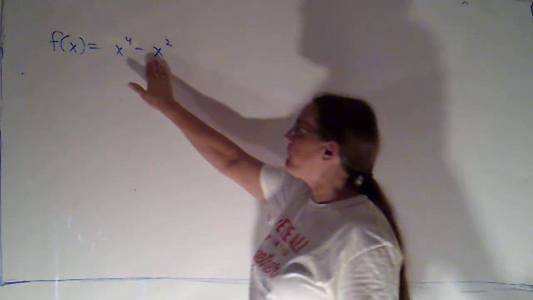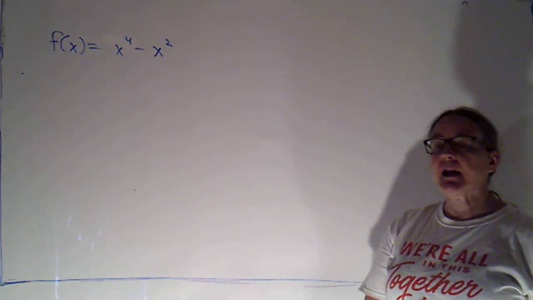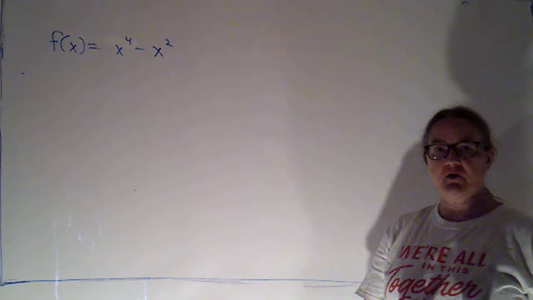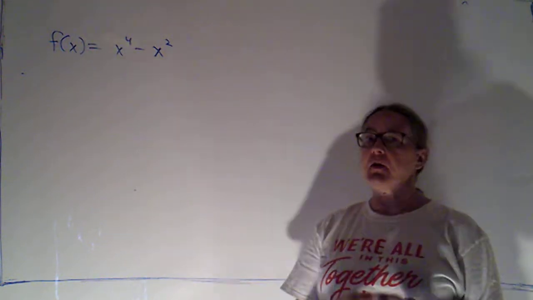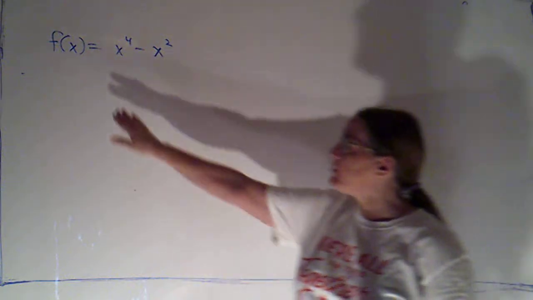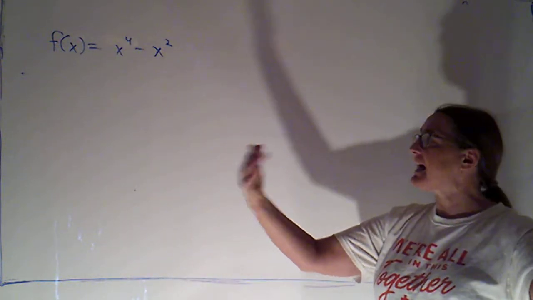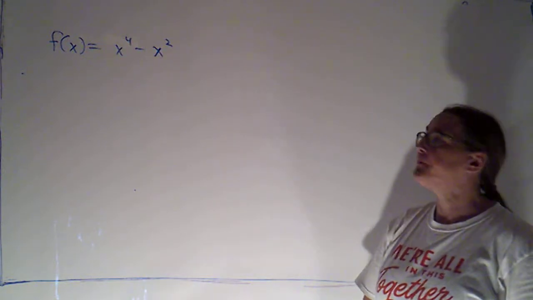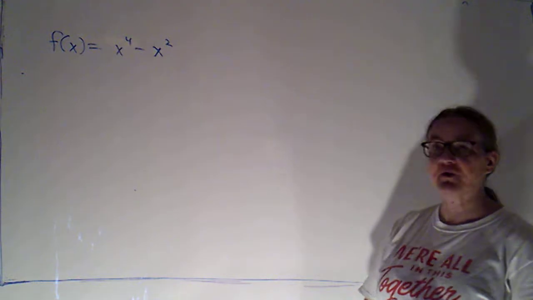Got another polynomial up here. f of x equals x to the fourth minus x squared. And once again, I want to graph this. I want to use the zeros of the function to break the x-axis up into intervals so that I can test to see where my graph is going to be positive, meaning the graph is above the x-axis, and where it's negative.